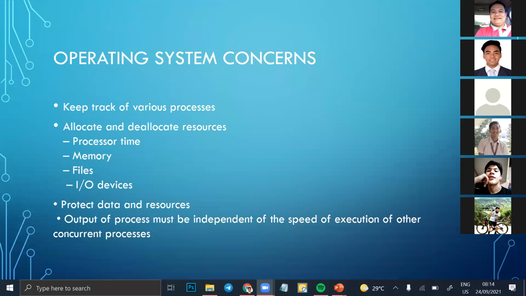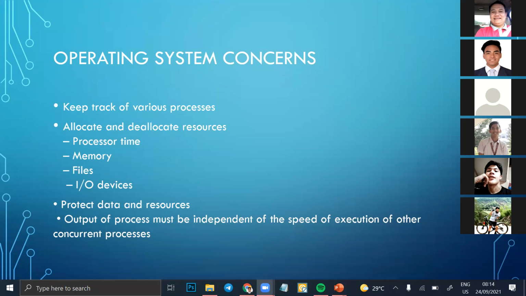So the first concern that we need to keep in mind in our operating system relates to concurrency. We also need to always keep track of various processes, because there are some commands or processes that are not needed or not that necessary in our operating system. The next one is allocating and deallocating resources.